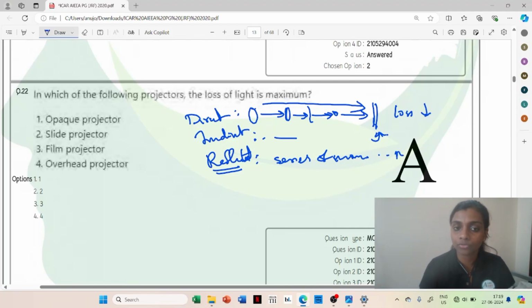So the loss of light order is: minimum in the direct, followed by indirect, and then maximum in the reflected one. An example of a reflected one is the opaque projector. The direct example is the slide projector, and the indirect is the overhead projector. So here the option given is opaque projector.